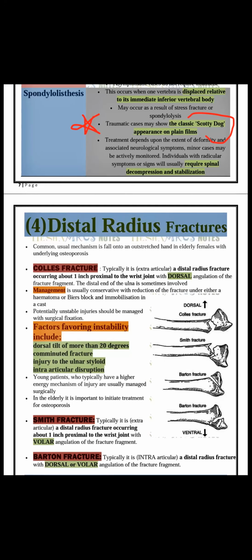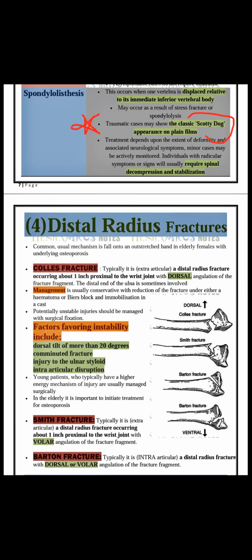If your patient presents with severe pain and peripheral neurological manifestations, here we will need urgent spinal decompression and stabilization. Urgent spinal decompression and stabilization. This is very important.